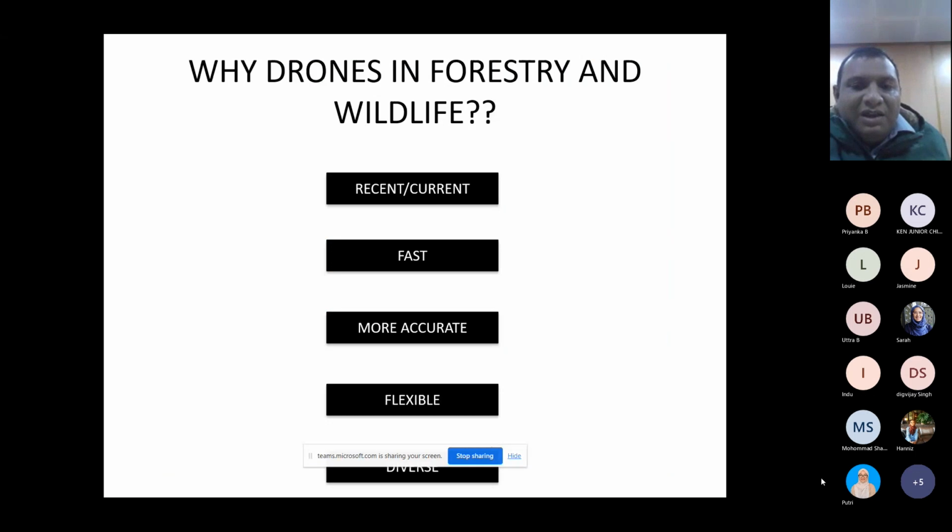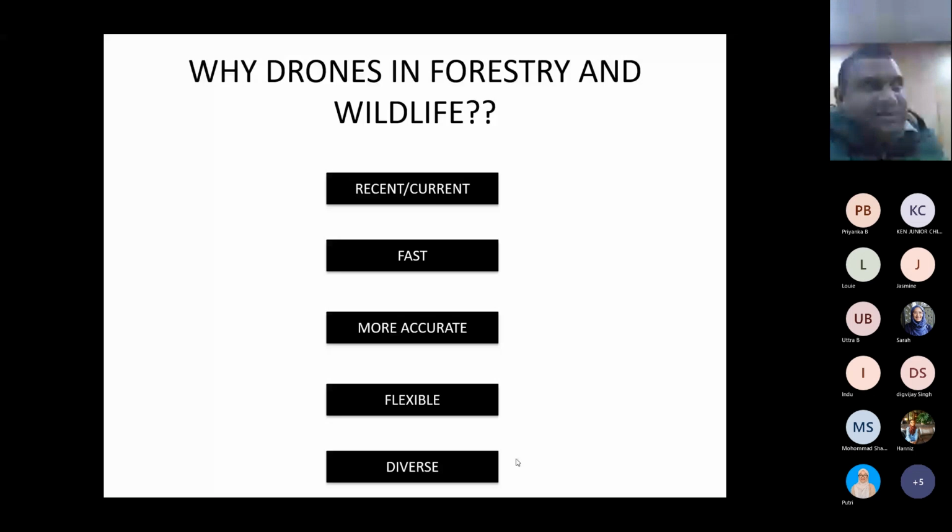So coming to the topic, why we need drones, especially for forestry and wildlife. First thing is we get the current information, so we don't need to rely on any satellite data, which might have been taken very long back. And the procurement, meaning the time taken to obtain the data, is very fast. If you want to know about a particular landscape, just fly over that area, get the data.